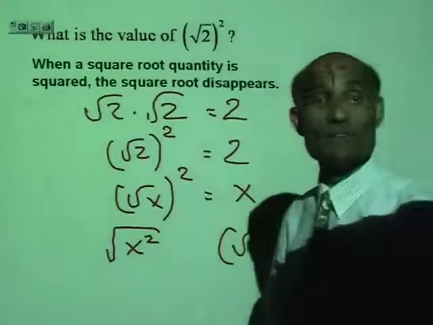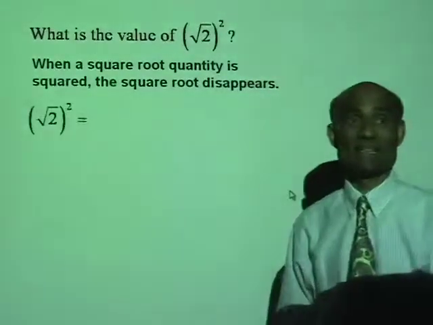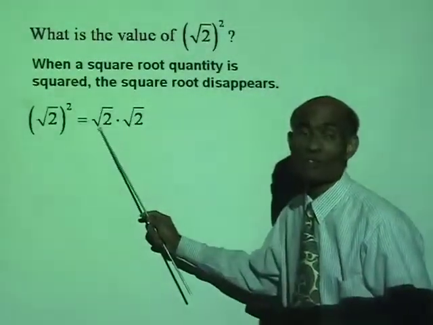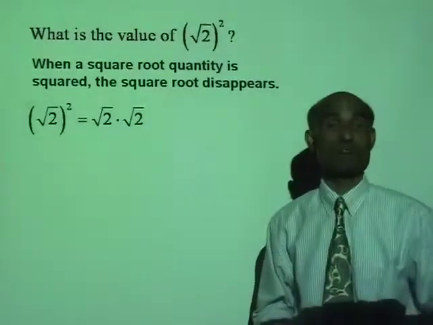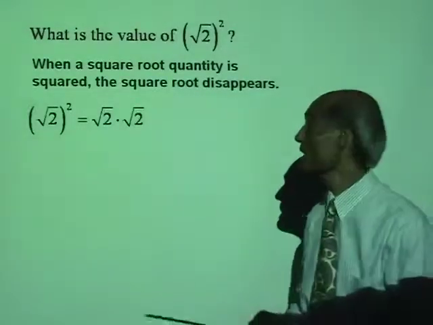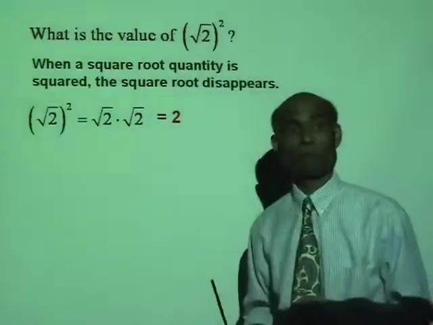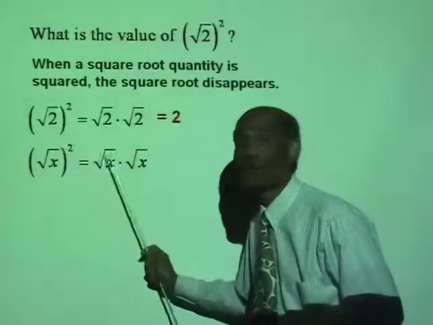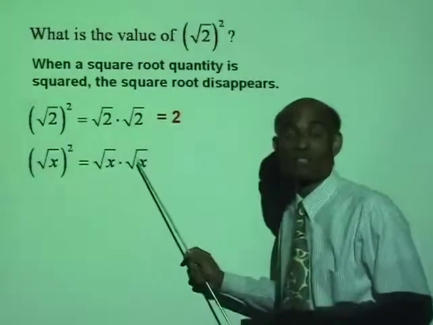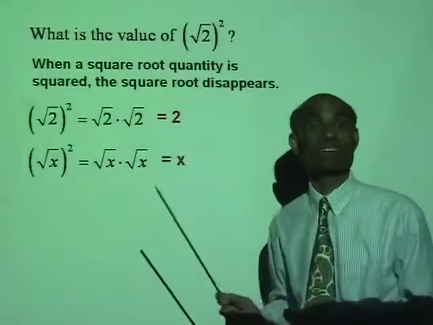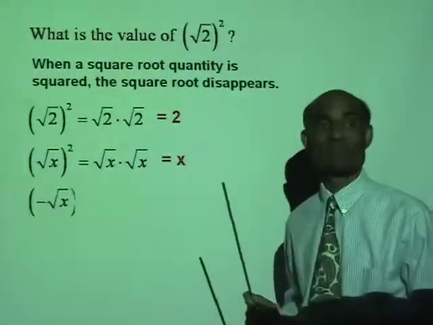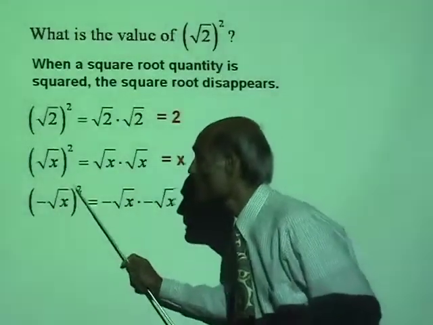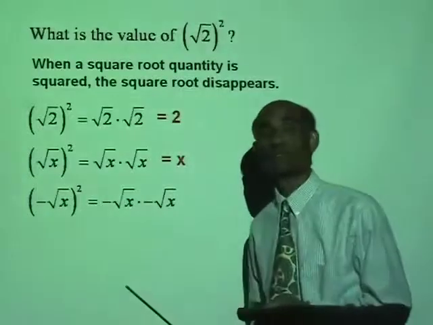That will be 2, is that right? Yes. So square root 2 all squared is square root 2 times square root 2, which is 2. Square root x all squared is square root of x times square root of x equal to x. How about this? Negative square root x all squared.